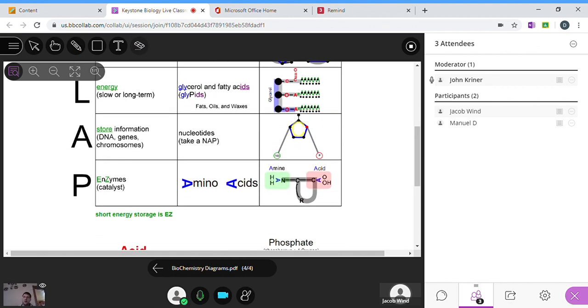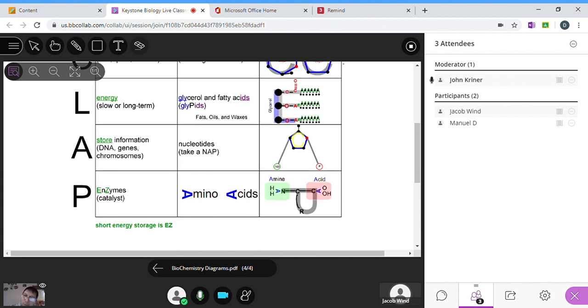N for nucleic acids. Now, nucleic acids store information. There are 2 types of nucleic acids. There's DNA and RNA. I probably should have put that in here. So maybe underneath here you might put RNA. It's just as important as DNA. There are 2 types of nucleic acids, DNA and RNA.